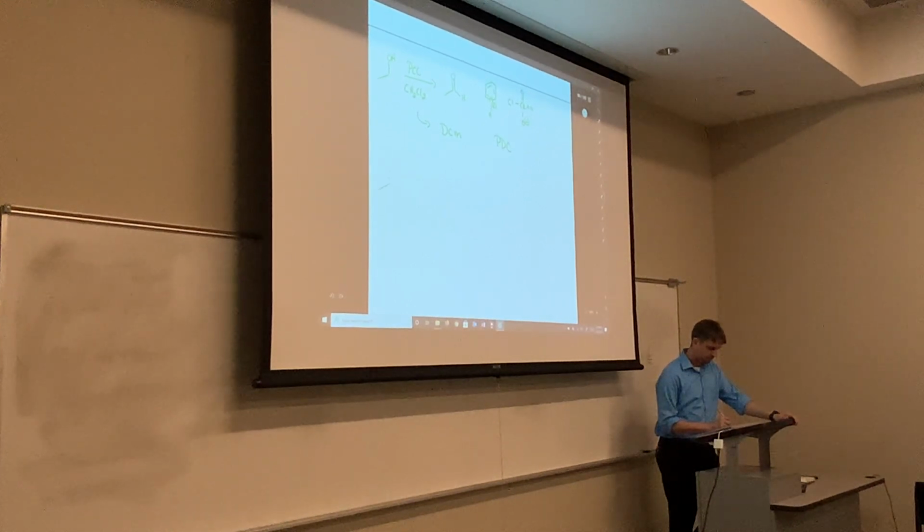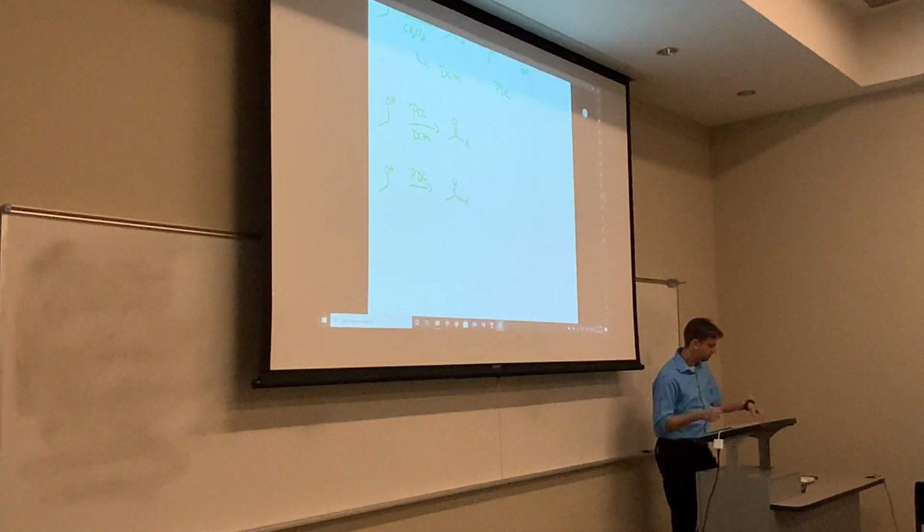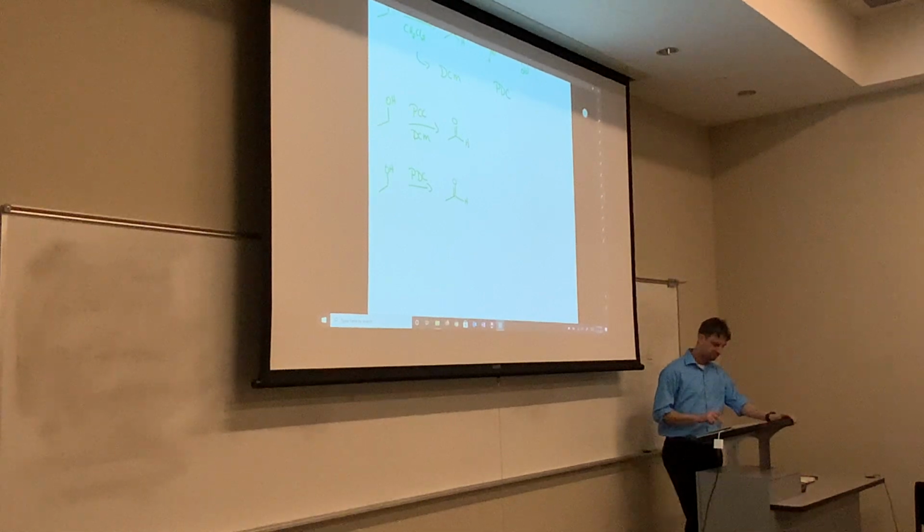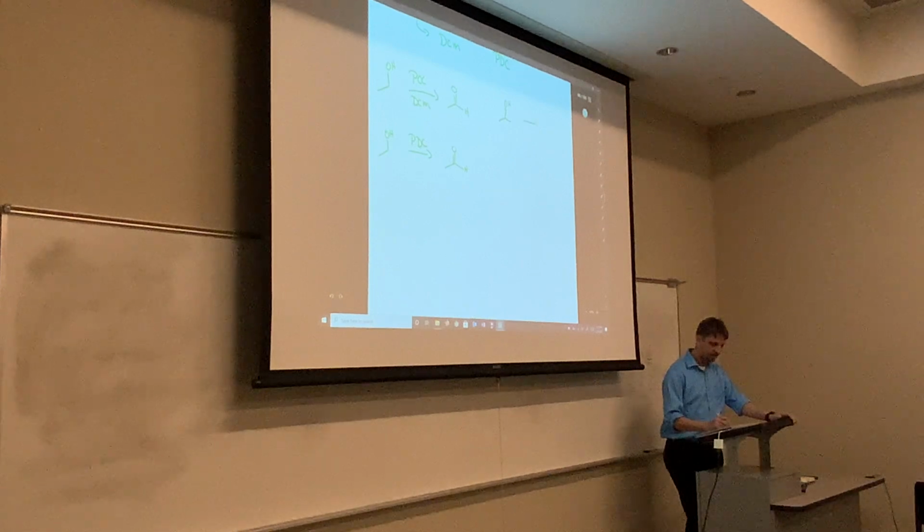So why are these useful? PCC and DCM or CH2Cl2 will oxidize to an aldehyde and stop. PDC will do the same thing. Why would you use one over the other? I don't know. Just whatever day it is, I suppose. Oops, I'm a little bit ahead of myself. These also work with secondary alcohols. Not that we have to worry about them stopping necessarily in this case, right?